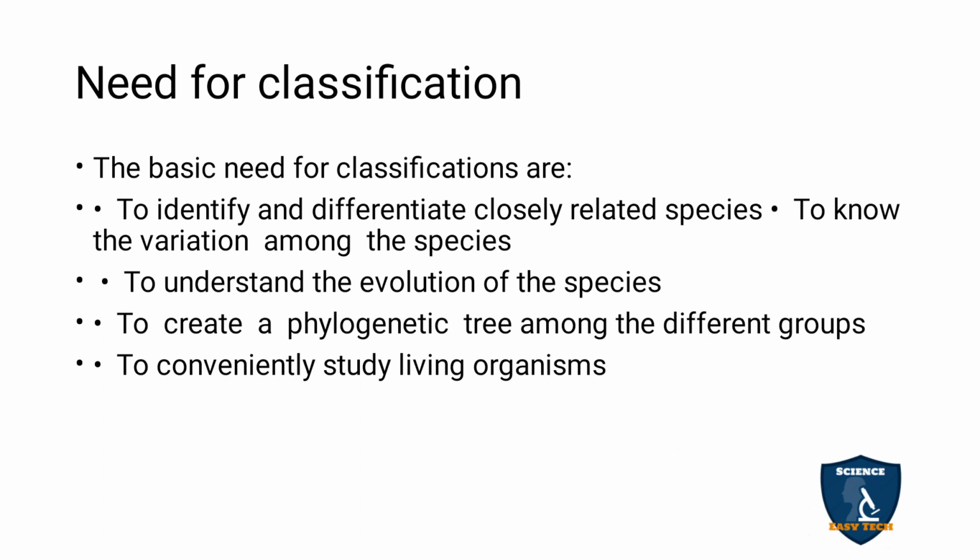Like that, living things are also classified, and it is easy to know the particular organism's characters. The first need is differentiation of closely related species. Closely related species have to be differentiated. Human beings and monkeys are closely related, but how do we differentiate them? The monkey has a tail; we don't.